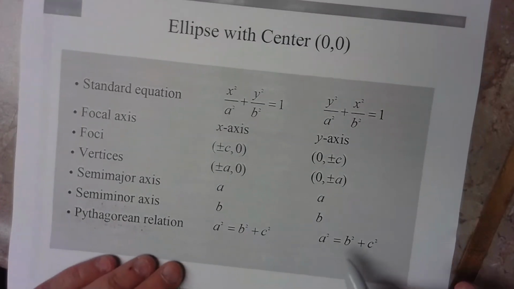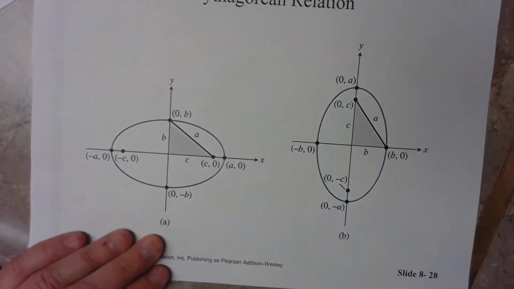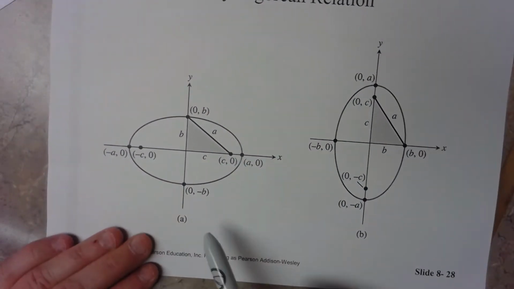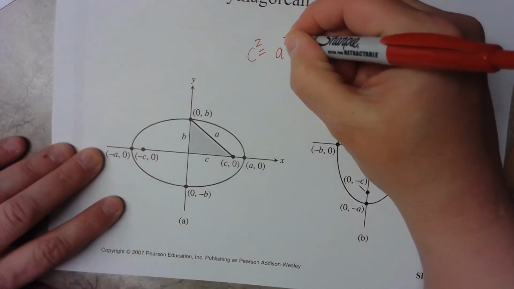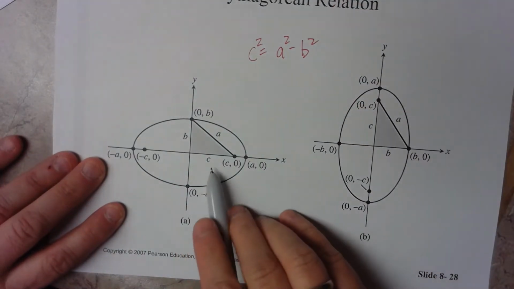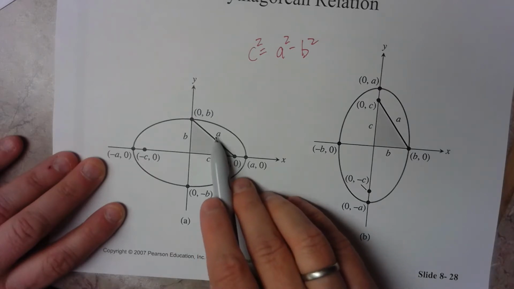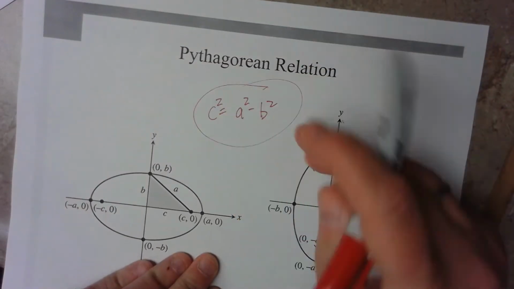All right, so this is on your paper, so we're good to go there. We already talked about that. This is the Pythagorean relation then. We've got c squared equals a squared minus b squared. If you look at it, a squared is always going to be the largest, minus b squared equals c squared. This is what you need to remember.